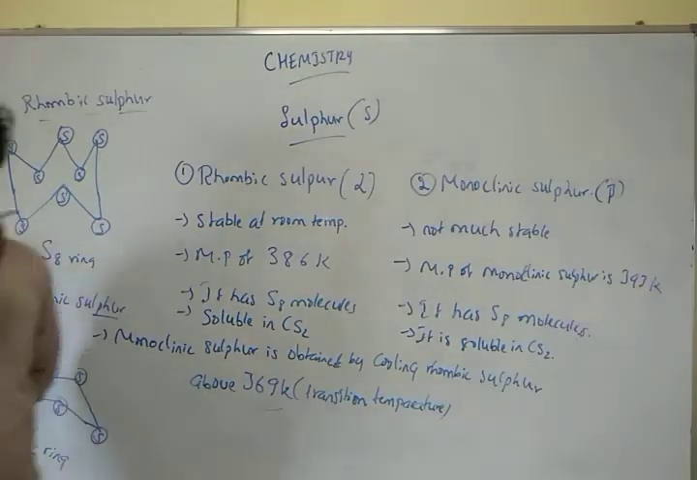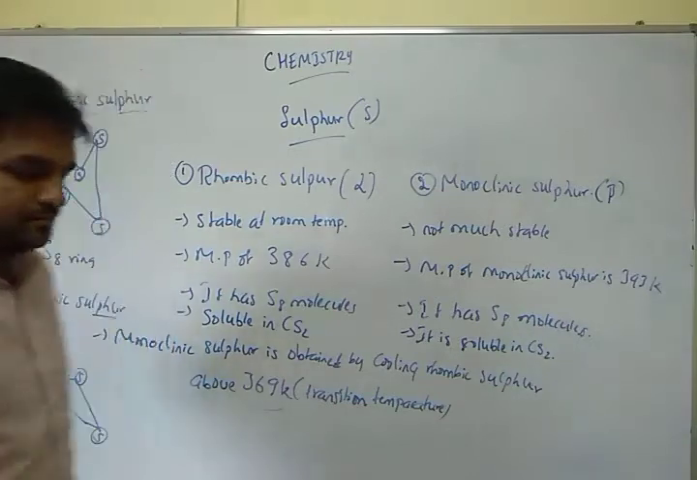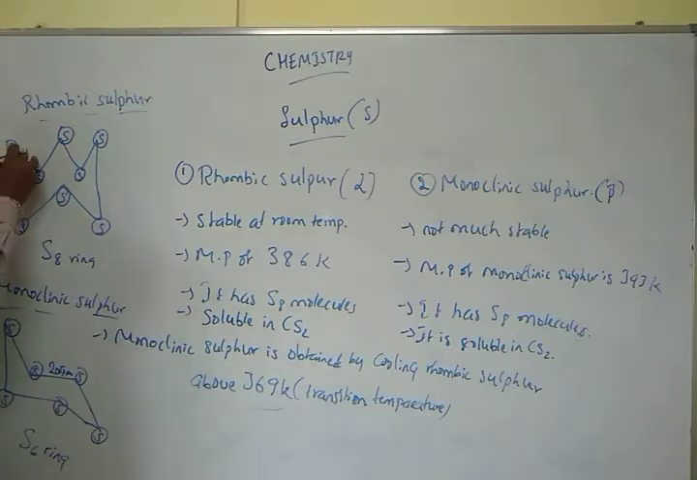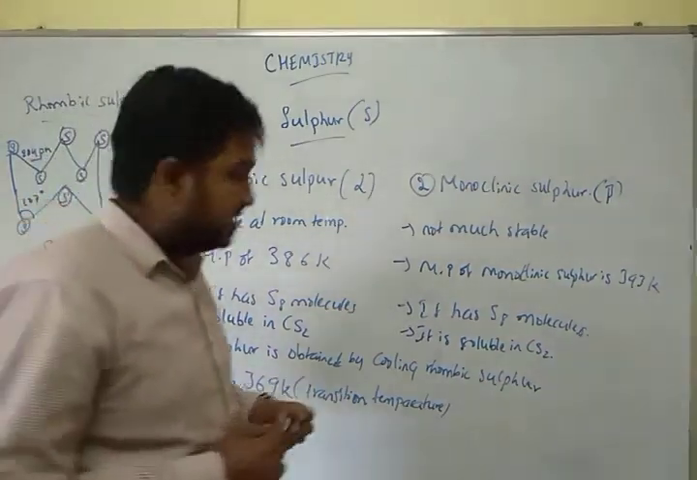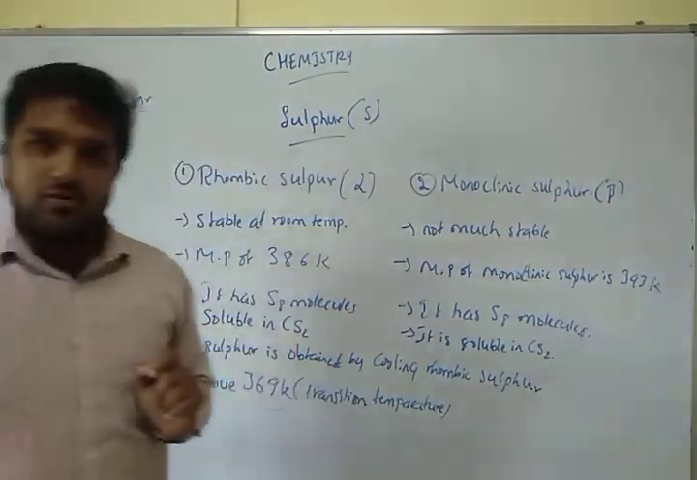Coming to the bond length of these two, we have 205 picometers and 204 picometers. And the bond angle is 107 degrees for rhombic sulfur, whereas 102.2 degrees for monoclinic sulfur. So this is regarding the properties of the two different sulfur allotropes, rhombic sulfur and monoclinic sulfur.